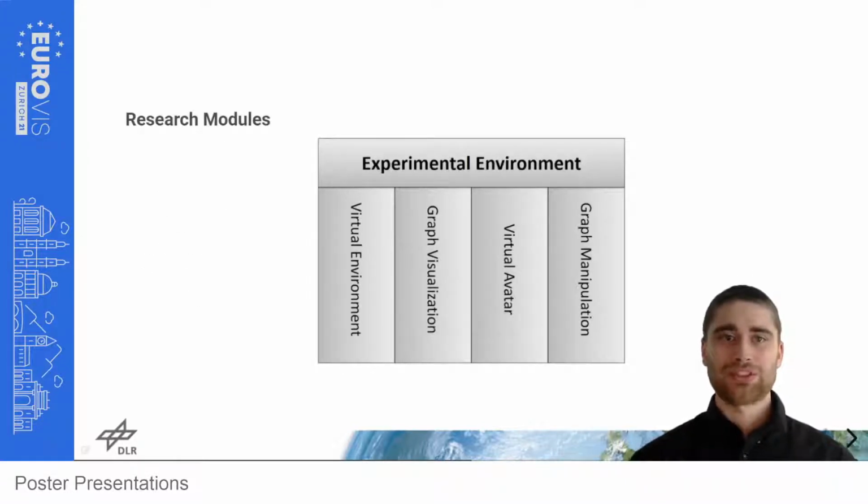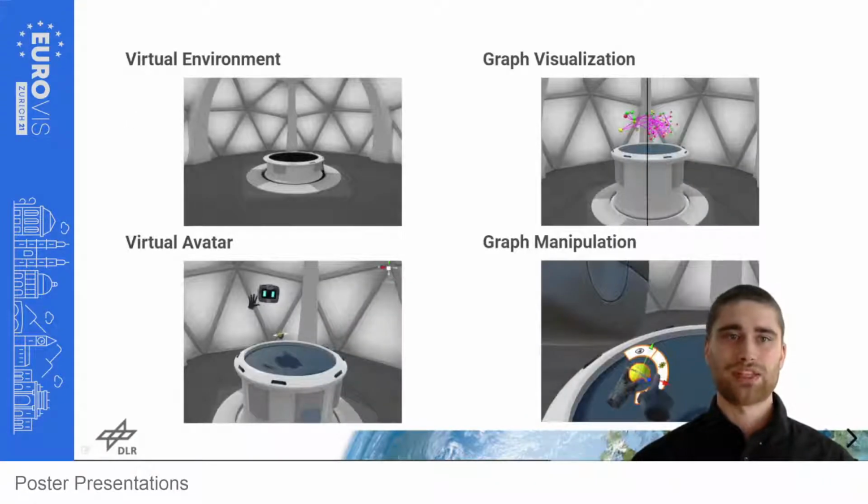Our environment consists of 4 different module types. Those module types are the virtual environment, the graph visualization, the virtual avatar, and the graph manipulation. And we already implemented example modules. As you can see, the virtual environment consists of a very minimal design with a table at the center where the visualization is displayed on top of it.